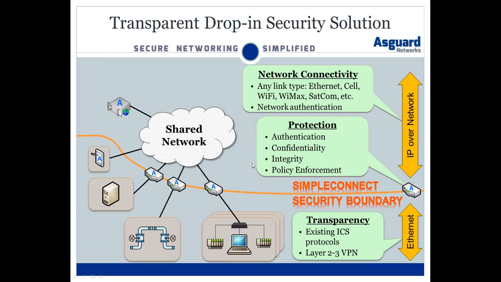And this is a transparent drop-in solution for securing the connectivity of these automation components over a shared network environment, where it's transparent to the automation equipment because they have no perception of this shared network other than its inherent network qualities, its inherent latency and availability issues that may be present on that shared network. But broadcast and multicast protocols, to the automation equipment, it looks like they're all directly connected to one another. It's a single broadcast domain. The security appliance provides that authentication, confidentiality, integrity, and policy enforcement on behalf of the automation equipment and connects to the shared network using any kind of link type. So it could be Ethernet, cellular, Wi-Fi, and performs that network authentication to the shared network.